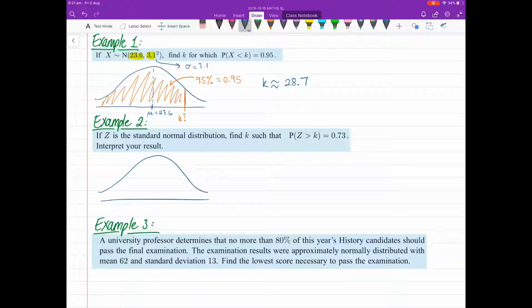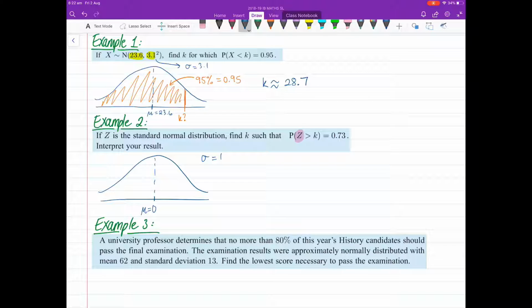Okay, there's my normal distribution. My mean is... I forgot to take note of this bit because it's Z instead of X this time. This is the standard normal distribution, so that means your mean is 0 and your standard deviation is 1. Okay, sigma equals 1.